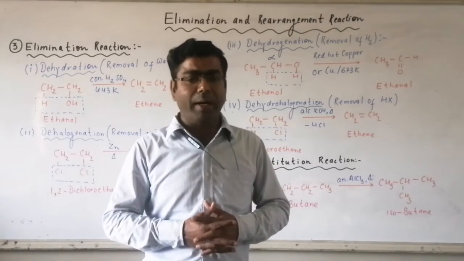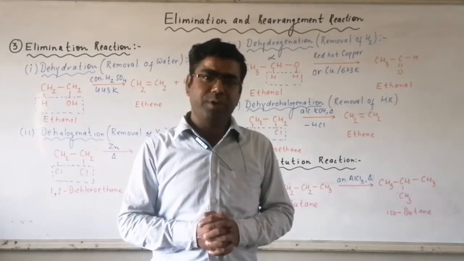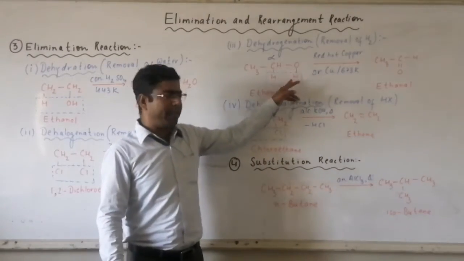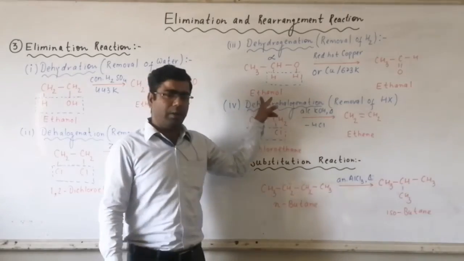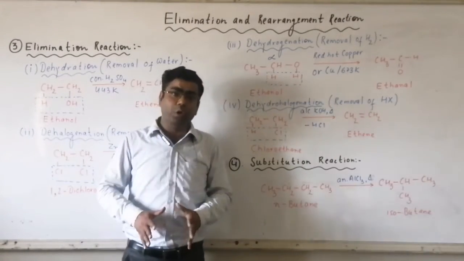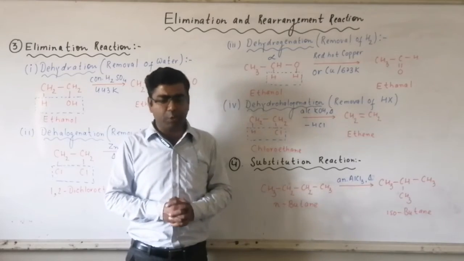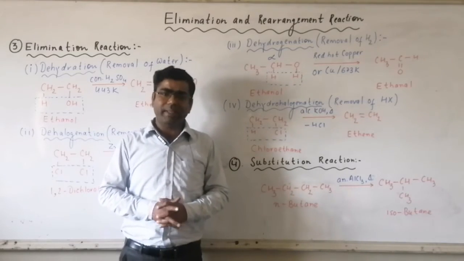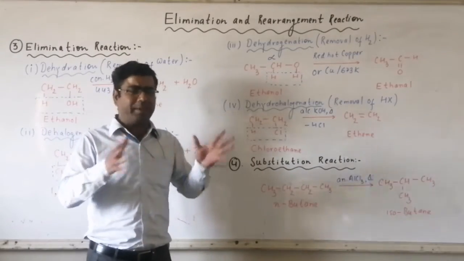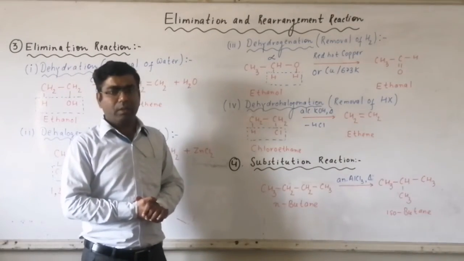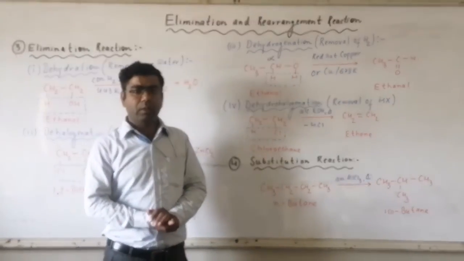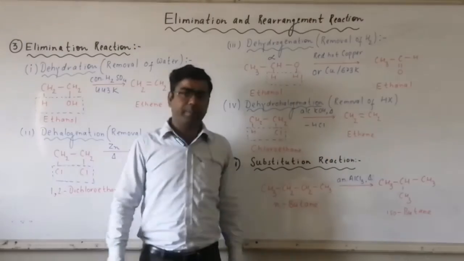Now, about the requirement of alpha hydrogen atom. Here is your OH group. This compound is ethanol. I have separated hydrogen atom because I want to show removal of H2 molecule from here. That's why this molecule is written in this manner. Hydrogen atoms are separated here. This is CH3, CH2 and OH, ethanol.